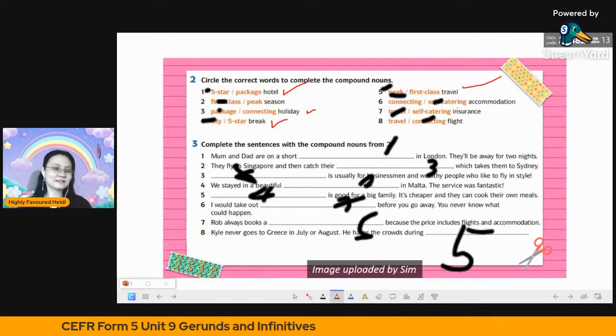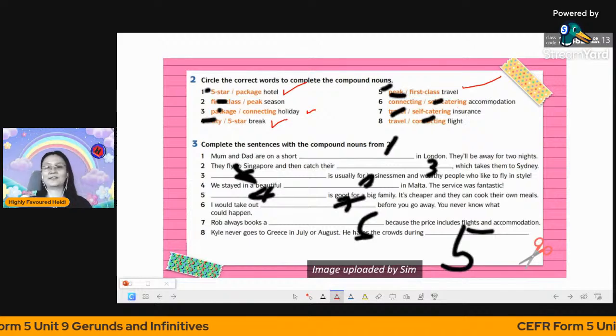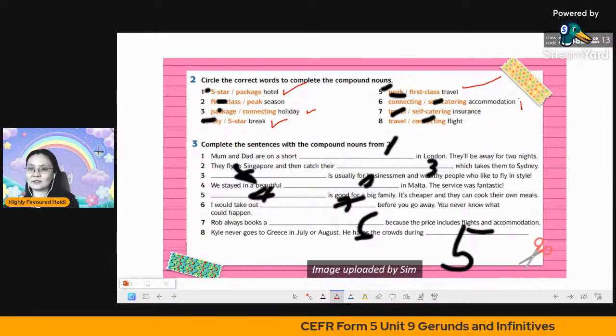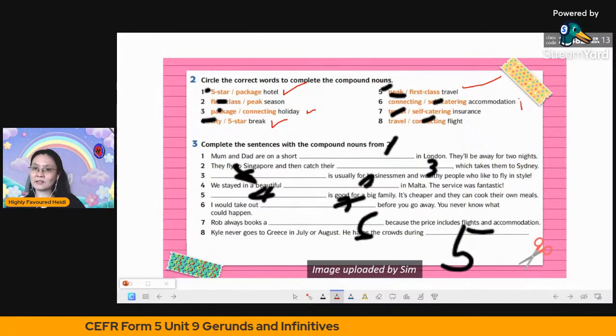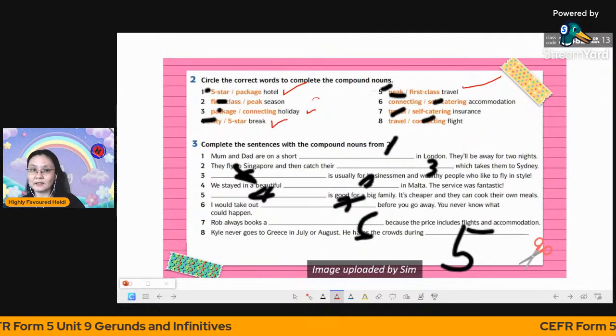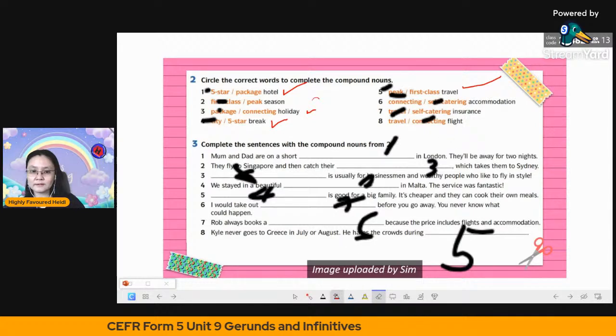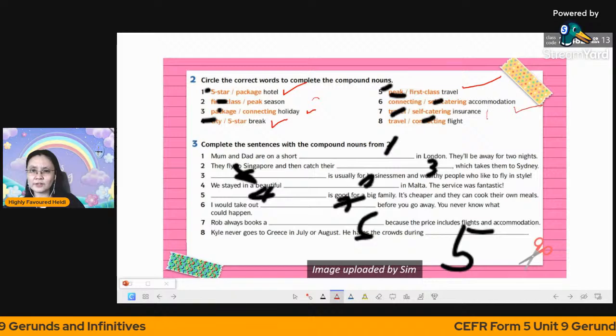What is this? Self catering accommodation. Okay. Let's use my. Can I use this? Yeah, I can use this. Okay, then travel insurance, connecting flight, correct.